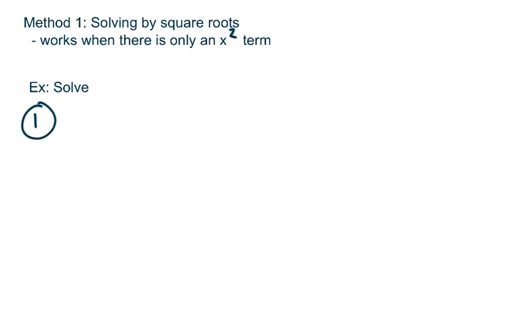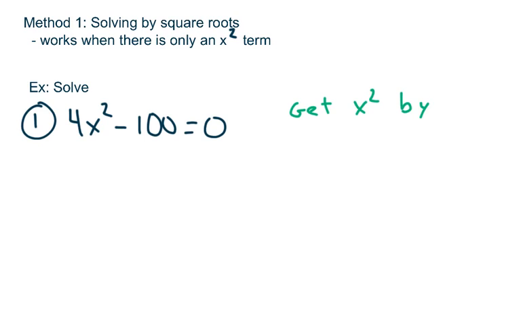Number 1, 4x squared minus 100 is equal to 0. Now, I know I just said that it's got to be equal to 0 in order for us to solve. If we're going to use square roots where we just have an x squared term, notice we don't have that bx, we just have x squared. If it's just x squared, we don't necessarily need it to be equal to 0. The goal here at first is to get x squared alone.